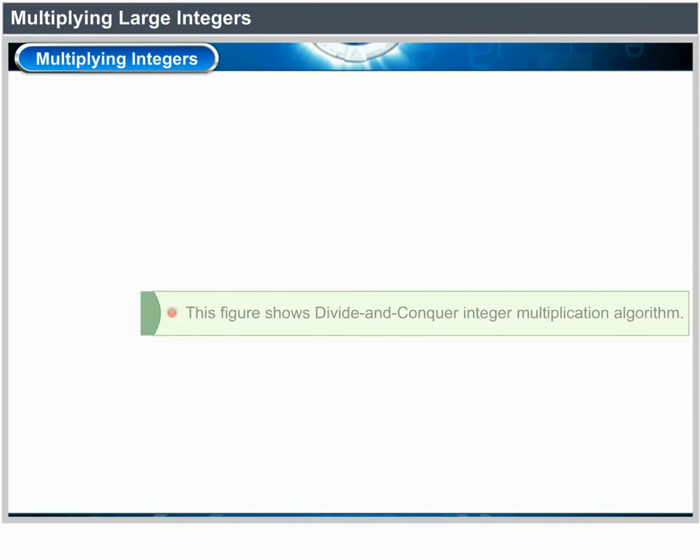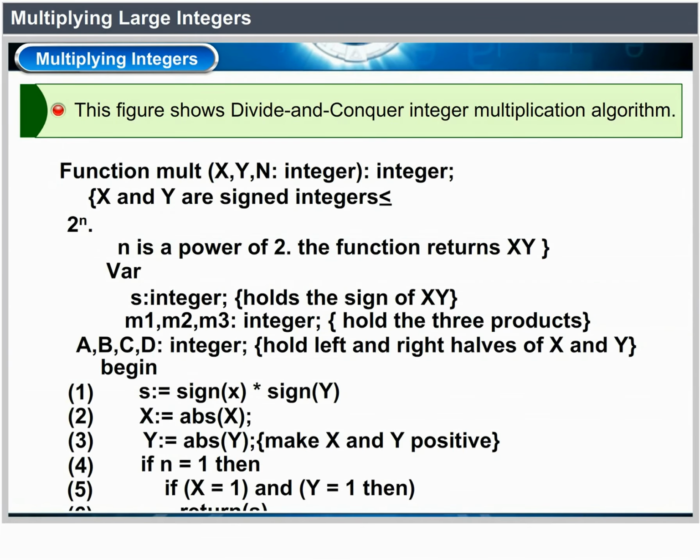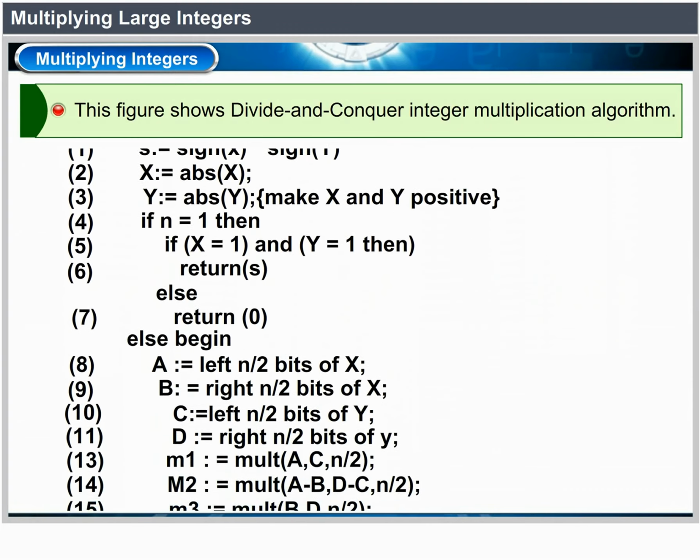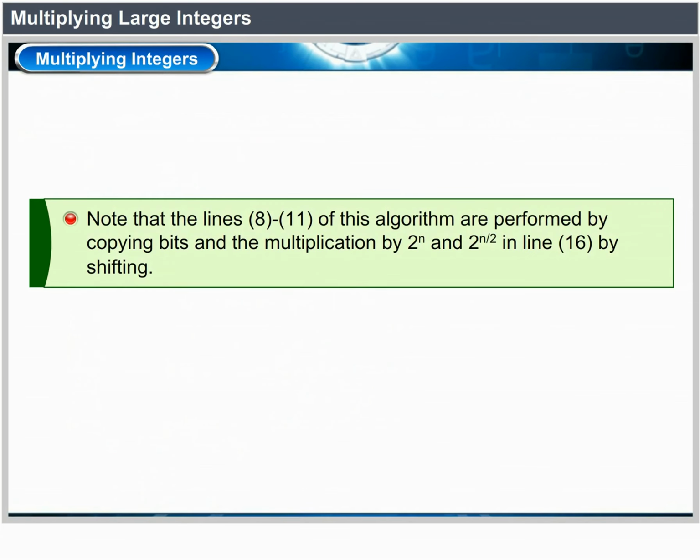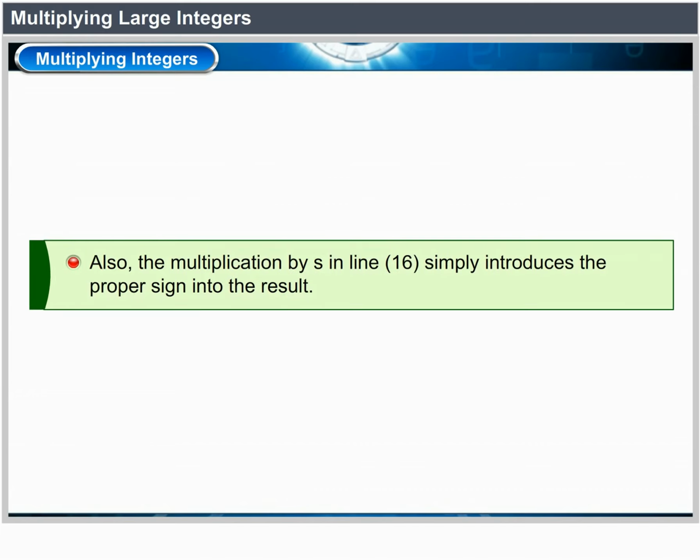This figure shows the divide and conquer integer multiplication algorithm. Note that lines 8 to 11 of this algorithm are performed by copying bits, and the multiplication by 2^n and 2^(n/2) in line 16 by shifting. Also, the multiplication by s in line 16 simply introduces the proper sign into the result.